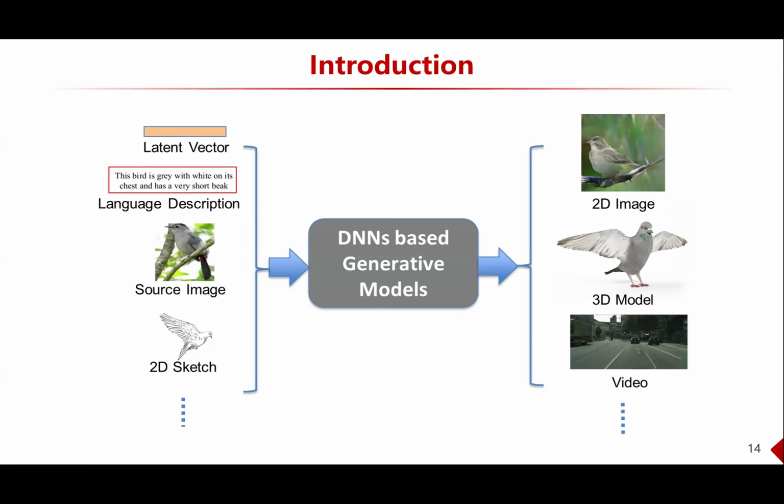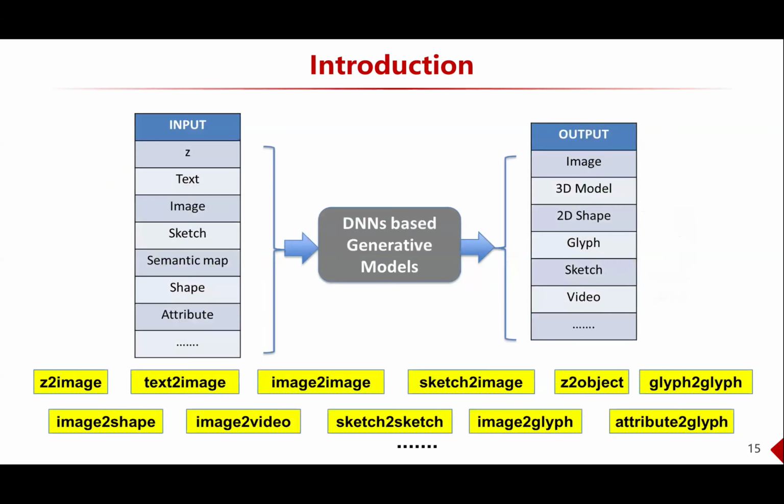So we can summarize those works like this. We can summarize the existing forms of input and output. Different combinations of these forms can have various applications, including the well-known text-to-image, image-to-image, sketch-to-sketch, and also text-to-glyph and glyph-to-glyph, and so on. So deep generative models have thoroughly revolutionized the traditional paradigm of shape modeling and image synthesis, achieving many astonishing results. In this talk, I focus on how to synthesize glyphs via deep generative models.